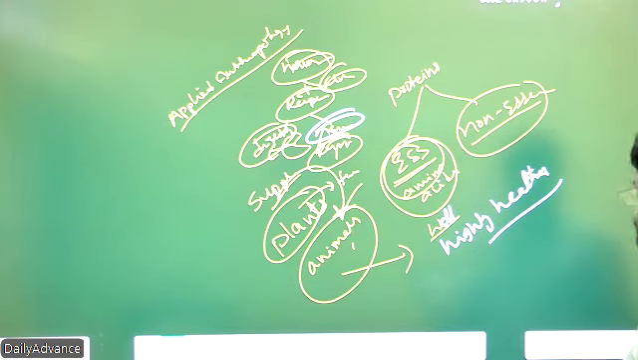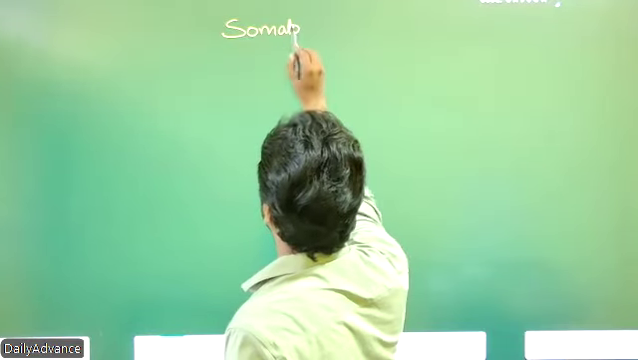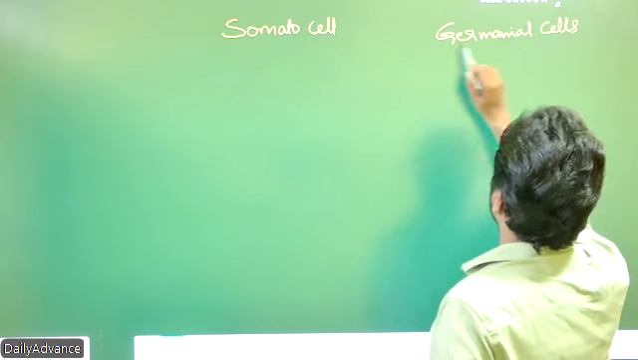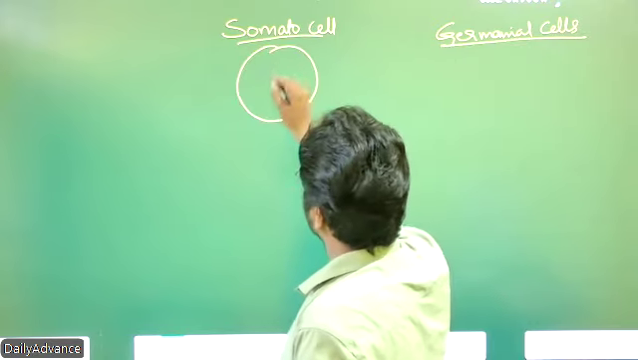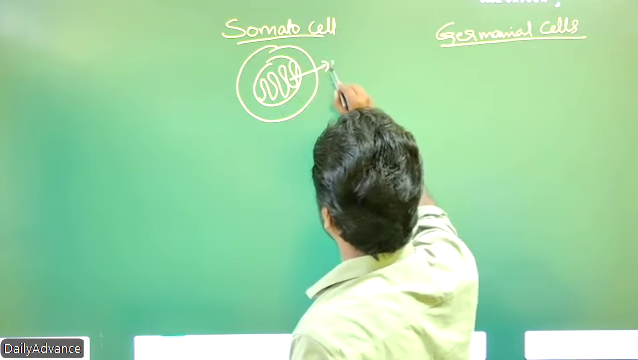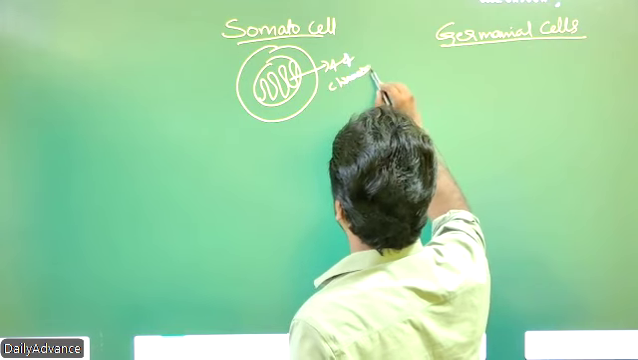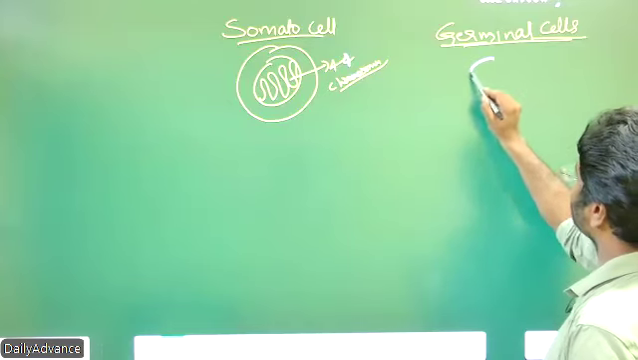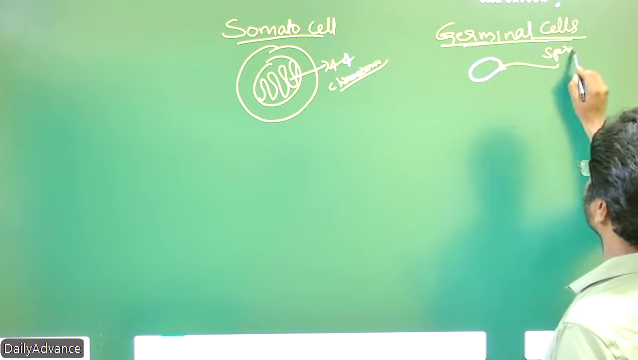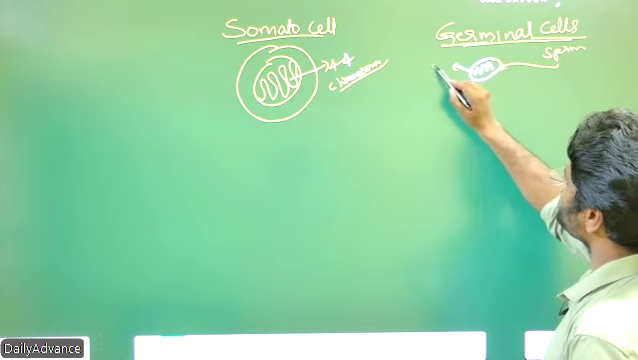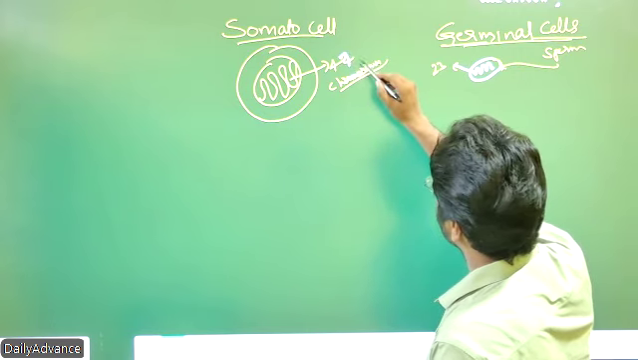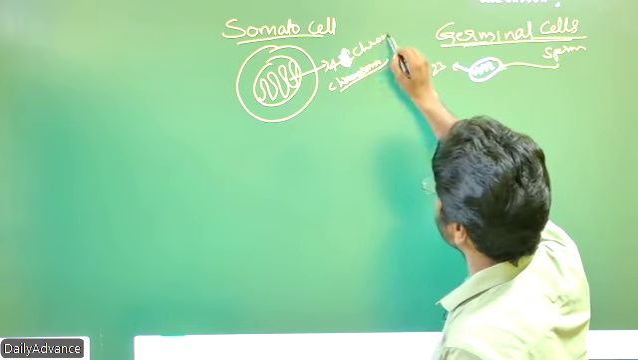Now, in our body, somatic cells are there, and germinal cells are there. In somatic cells, the DNA has 46 chromosomes. In germinal cells, such as sperm, it has the DNA material, but it has 23 chromosomes. The 46 chromosomes are organized as 23 pairs.